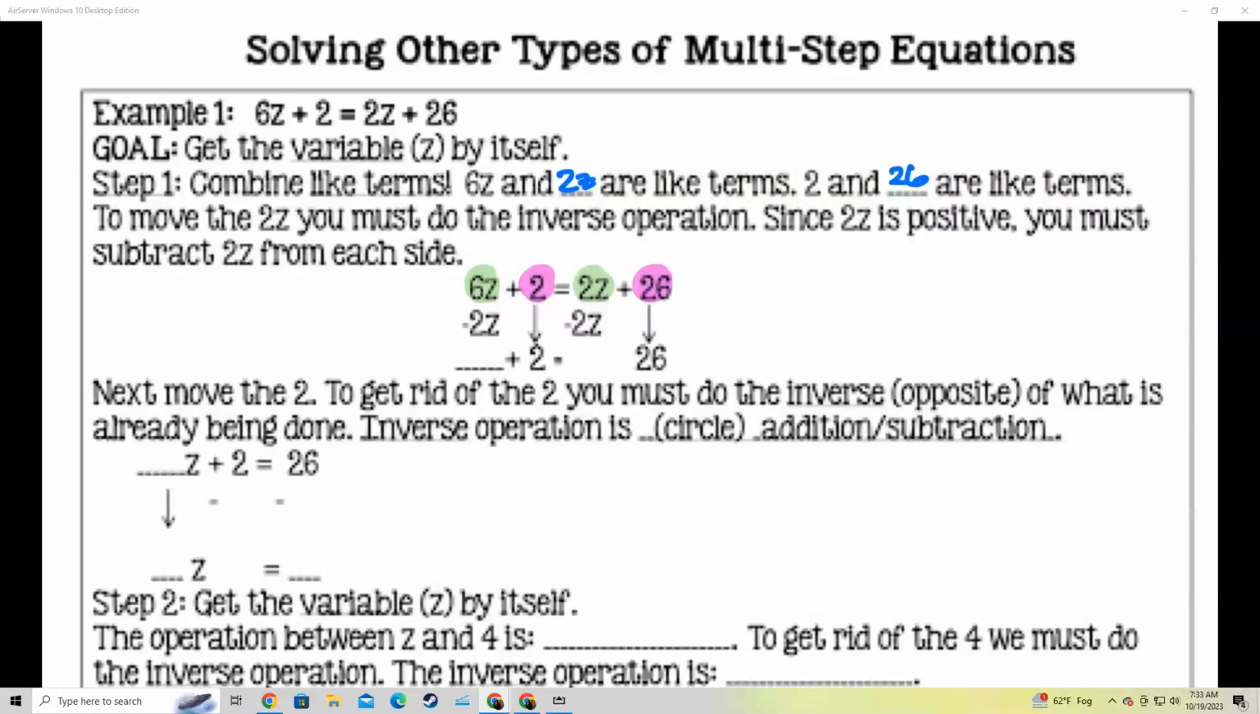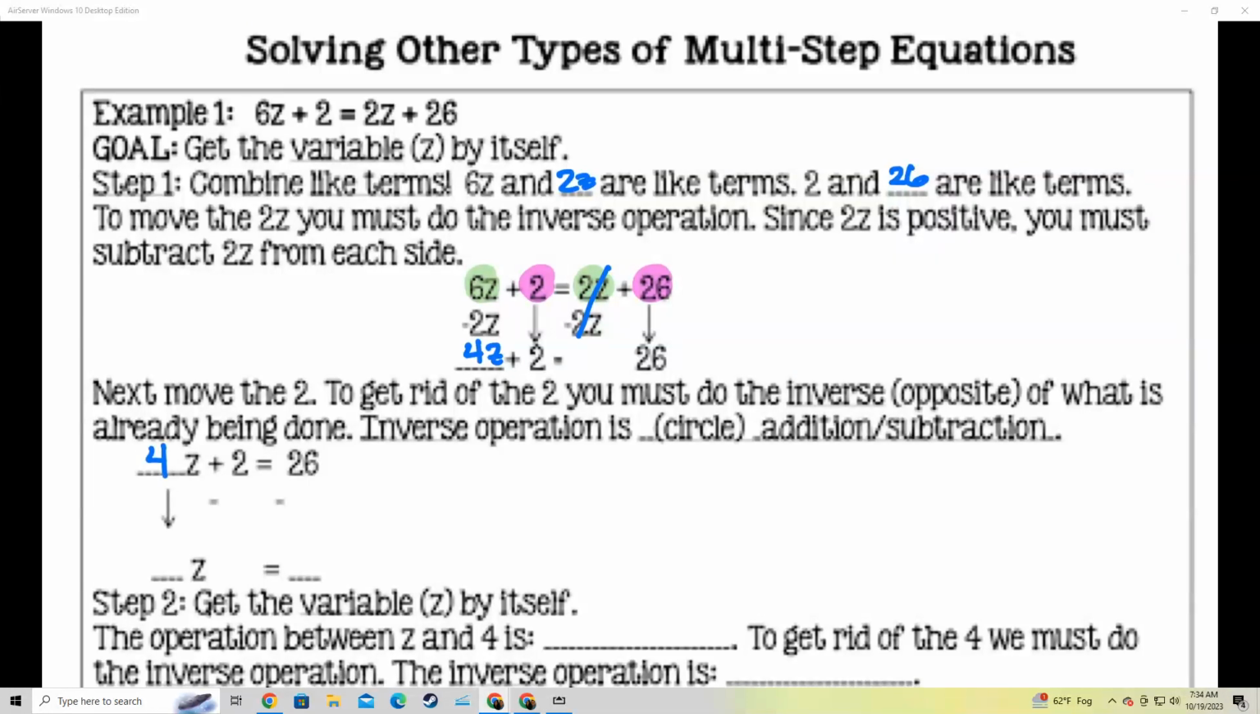To move the 2z, you must do the inverse operation. Since 2z is positive, we're going to do the opposite, which means we're going to subtract 2z. So I'm going to take the 2z, I'm going to subtract 2z. What ends up happening there is these are going to cancel. And then 6z minus 2z gives me 4z is equal to 2 plus 26, okay?